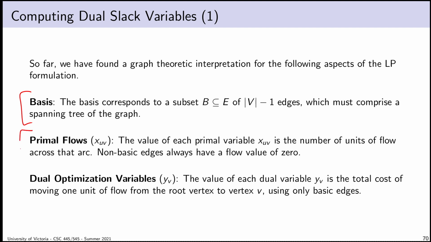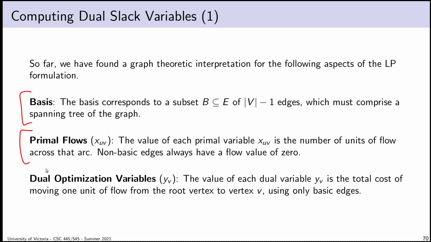We've seen, and this was already sort of obvious, less of a revelation, that our primal flow variables, xuv, will correspond to the number of units of flow across arc uv. And that because our basis is a spanning tree, there will probably be a bunch of non-basic edges, they will always have a flow value of 0. Now, to be clear, if you look back at the previous lecture, we even had an example of a flow that used more than a spanning tree of edges. It's perfectly valid to send flow across every single edge of a graph.